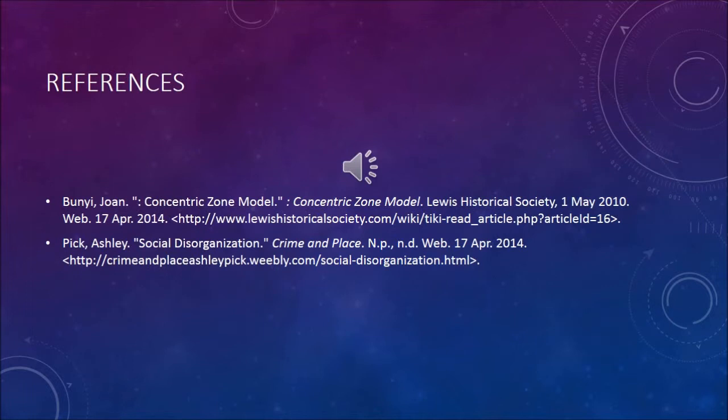Along with the information learned in class, I also received more information on the concentric zone model from the Lewis Historical Society, an article written by Joan Bunny, and from a Weebly website, Crime in Place by Ashley Peck.